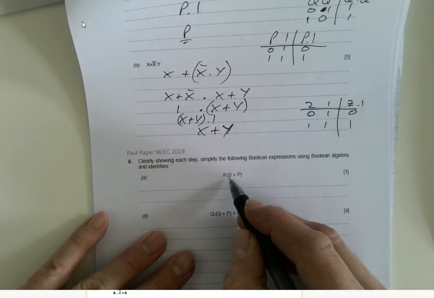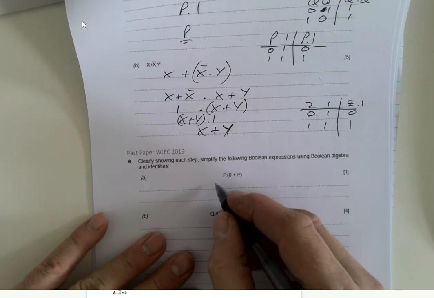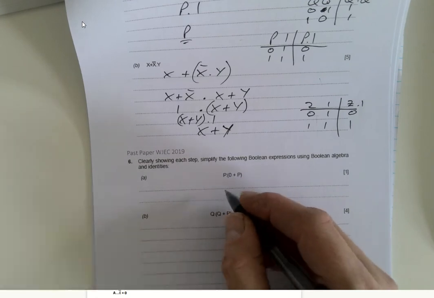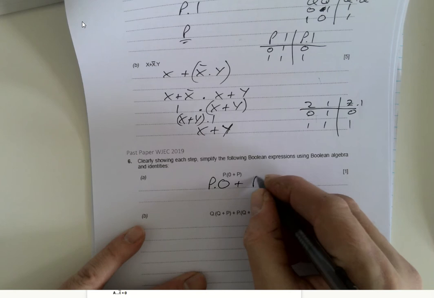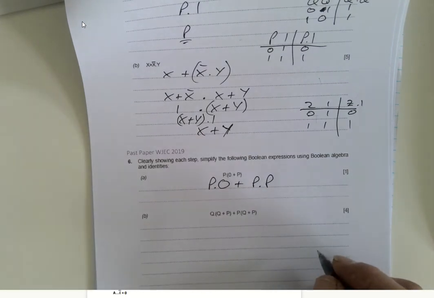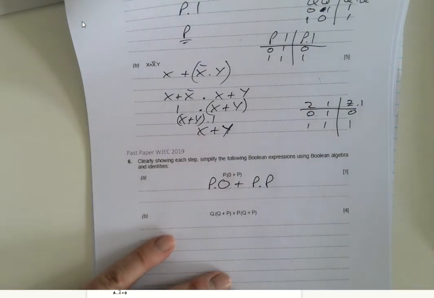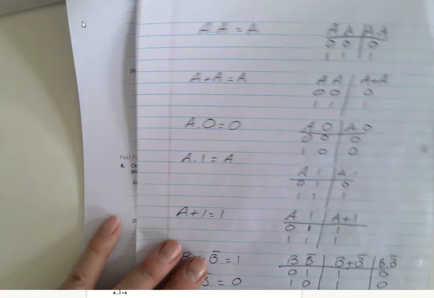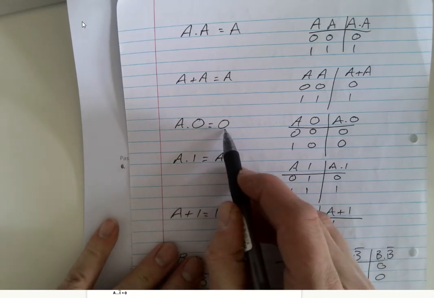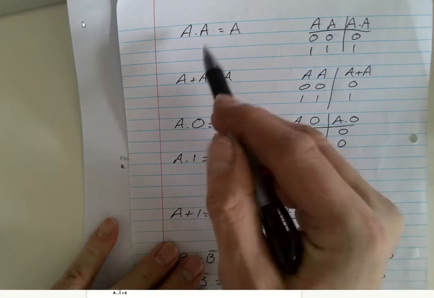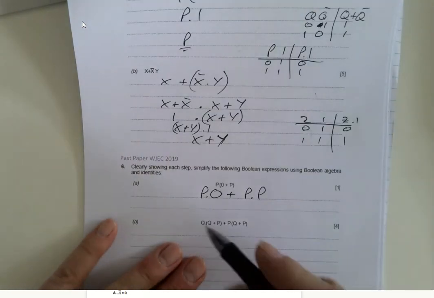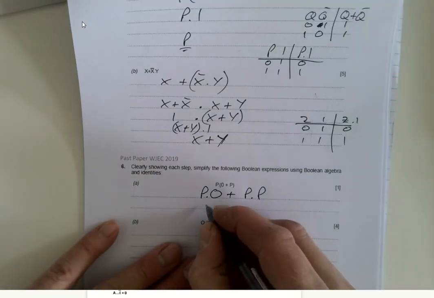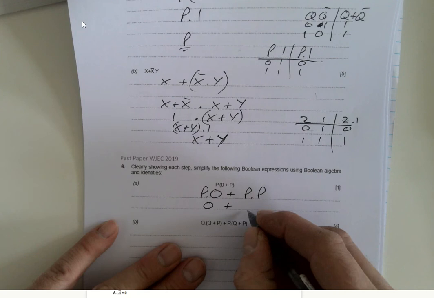Alright, let's have a look at a few more questions. So P and 0 or P. Oh, it's got brackets there, so it's asking to use the distribution law. P and 0 or P and P. Now we know P and 0 equals 0, and P and P would be P. So I can use both of those there. P and 0 is equal to 0, or P.